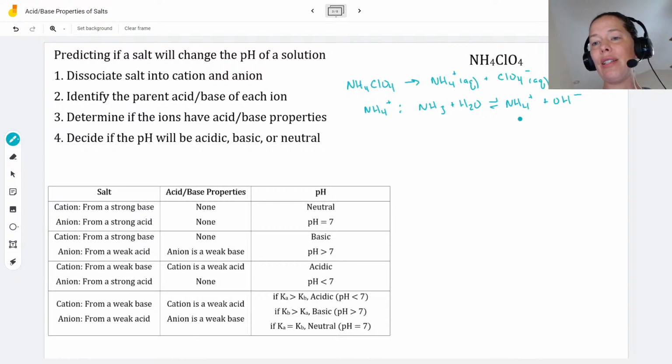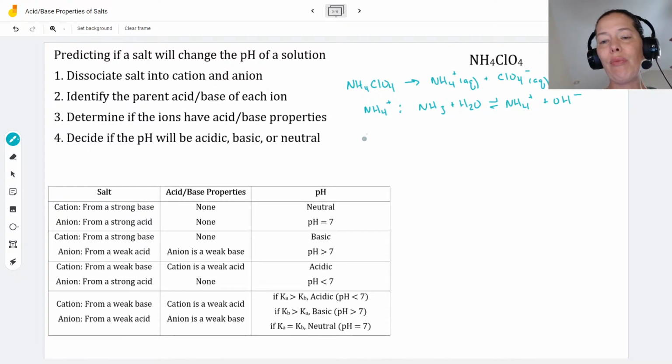Okay, so again, here is the ion that I'm going for, the ammonium ion, just like I was looking for. Again, this is a weak base, so I did put it in equilibrium. Now that that's done for the cation, let's also do the anion.